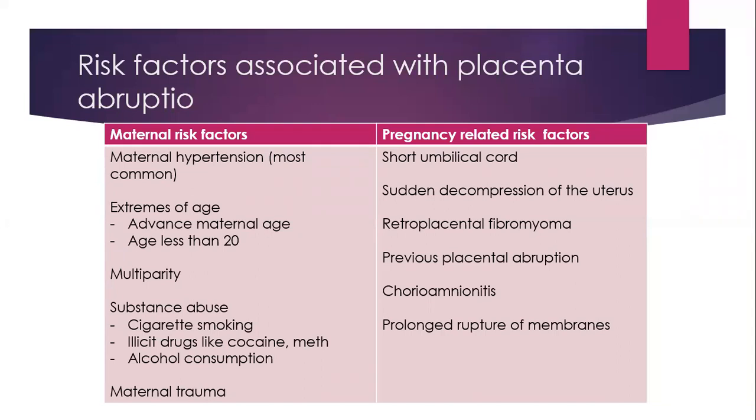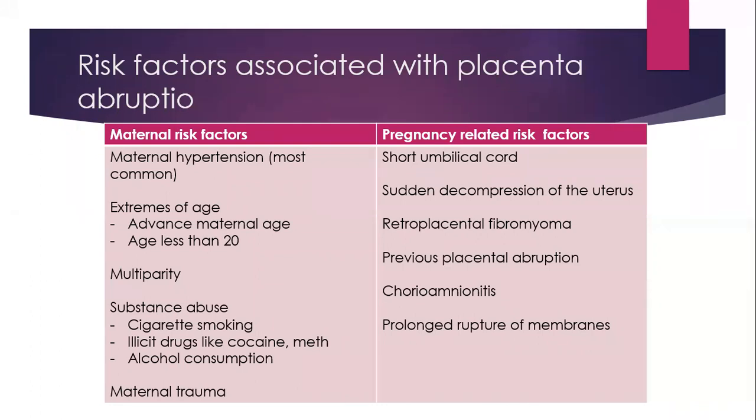If there is sudden decompression of the uterus, this would be your twin pregnancies. When one twin is delivered, there's a sudden decompression, and the weak part once again is the maternal vessels. Other sudden decompression would be your rupture of membranes. So when there is rupture of membranes and you see blood PV, there are other causes, but placental abruption should be high up on your list of why you're seeing the bleeding.